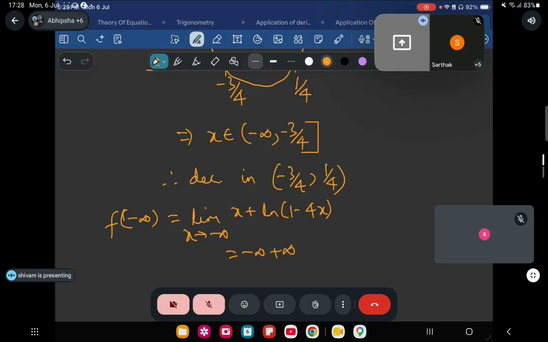So we need to find out f of minus infinity. Okay. Since it is an indeterminate form, we need to do something. Hmm, what can we do to remove the indeterminate form?